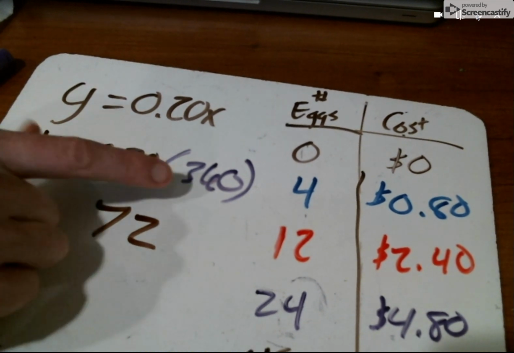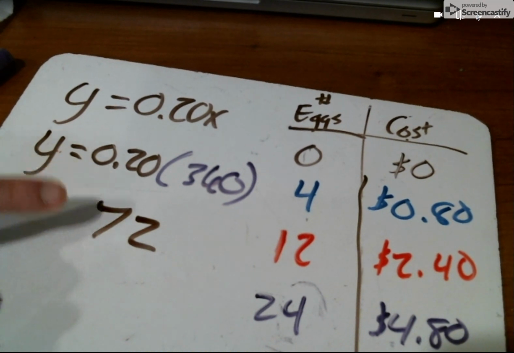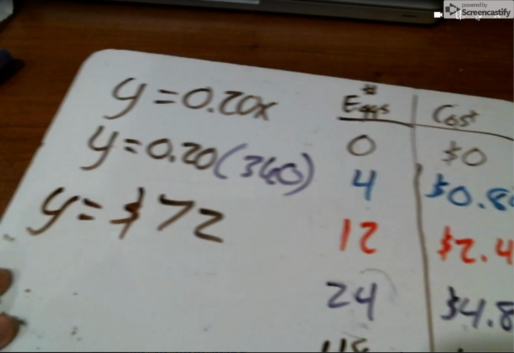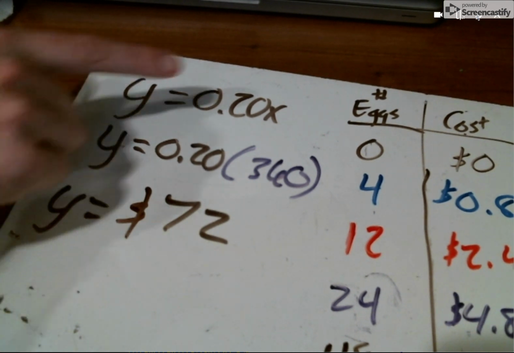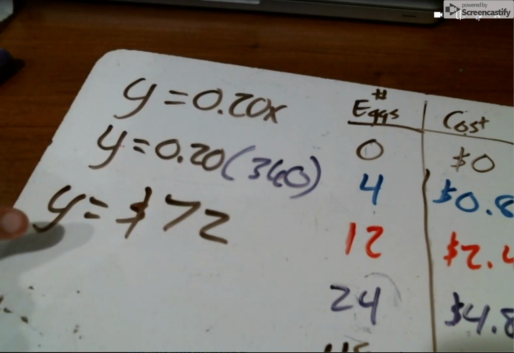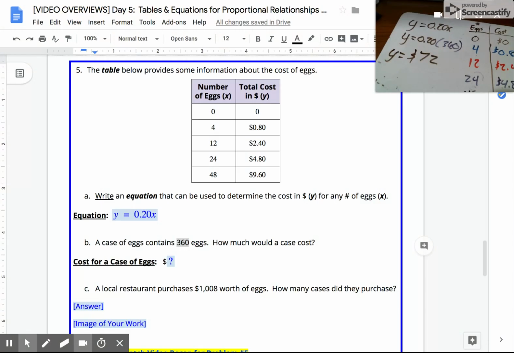And it turns out if we use a calculator, you understand decimals as well. 360 times 20 cents is going to give you a total cost of $72. So again, we can use this equation, substitute in the number of eggs for x, and the multiplication tells us the cost of the eggs has to equal $72.